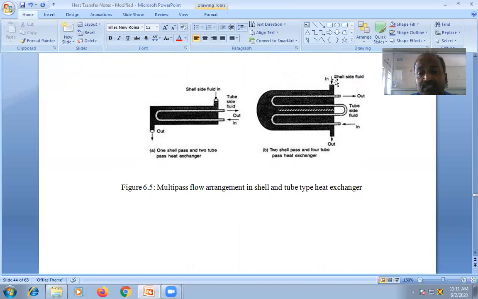Here also you can see shell side fluid is coming inside and going outside. You can see one pass, so another fluid is one pass, second pass, third pass, and fourth pass. So 4 passes means alternating. This is one good example. In one direction it will flow, again it will reverse the direction, again reverse, and again reverse. So 4 times it is reversing the direction. So retention time in the heat exchanger will be more.